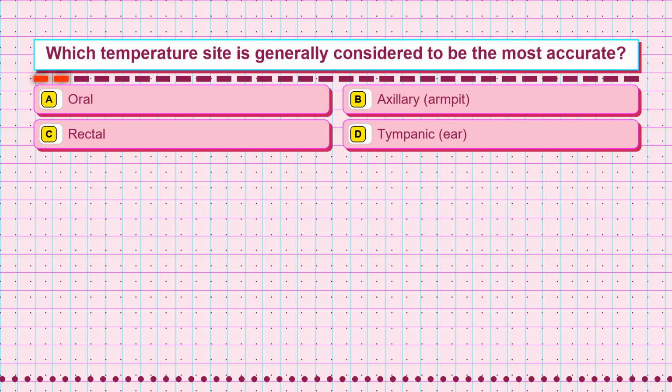Question 27. Which temperature site is generally considered to be the most accurate? Option A. Oral. Option B. Axillary, armpit. Option C. Rectal. Option D. Tympanic, ear.